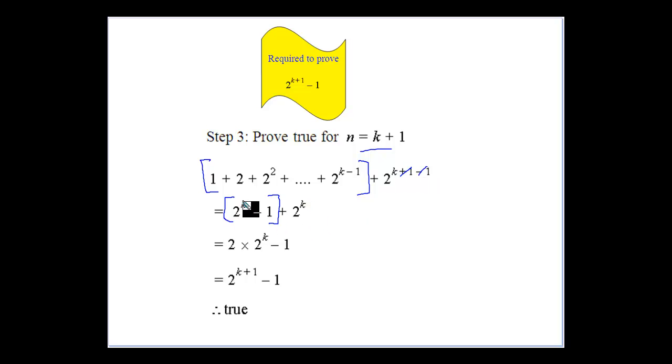Now if we have a look here, we collect our like terms. We get 2 lots of 2 to the power of k. We've got our minus 1, which is what we want, but can this be manipulated to this one? Well, if we say that's 2 to the power of 1, I'm multiplying there. What do I do when I've got the same base? I add my powers, so that would be k plus 1, which is what we wanted to prove. We wanted to prove that it comes down to 2 to the power of k plus 1 minus 1. It's true. So there's our proof for that one.